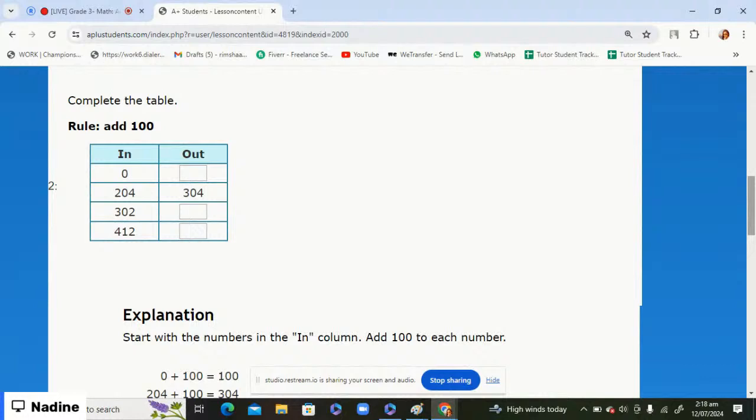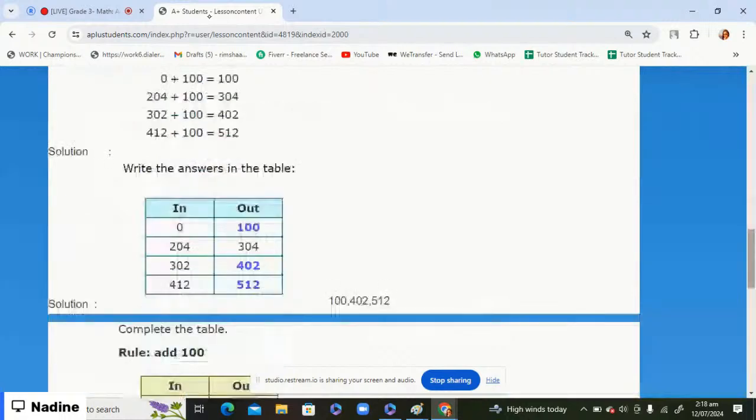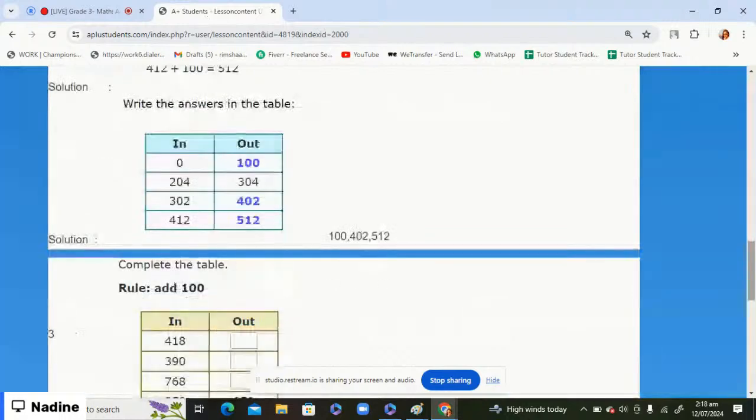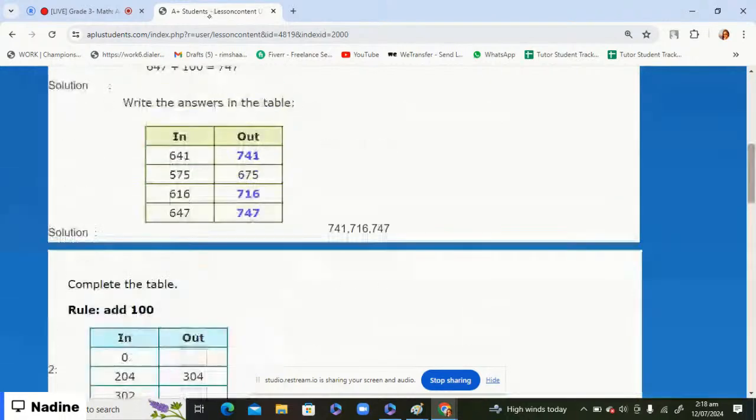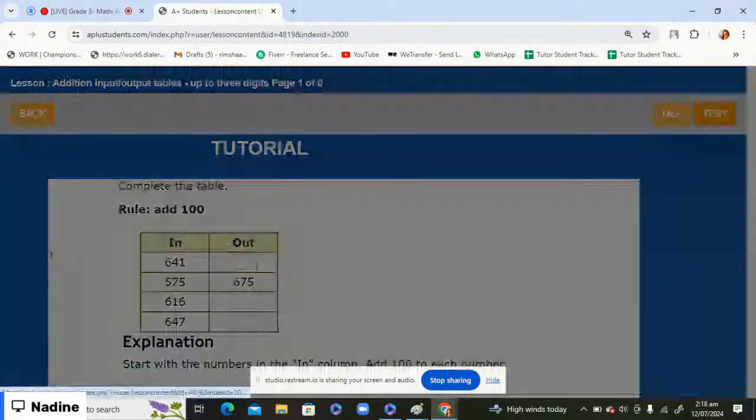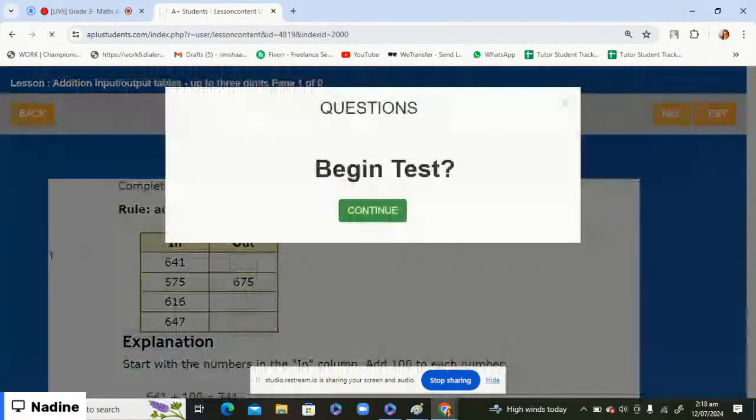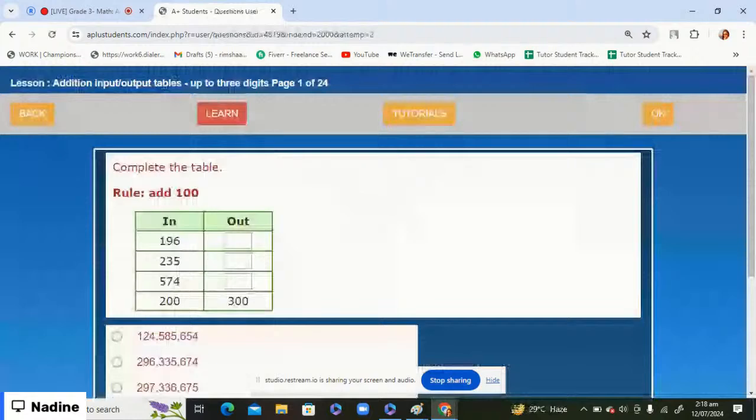Here we are going to check it one by one in this way. So this is the way to solve all these questions. Now let's do some test questions for that. Yeah, everyone good. That is 304, 402.